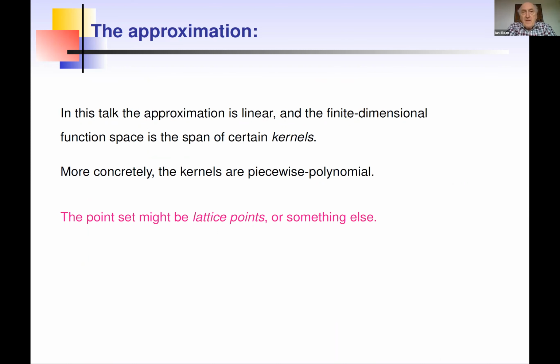So the approximation. So we're going to talk about linear approximation, and concretely, we're going to use kernel methods. Kernels, I will tell you about these things, of course. I don't expect you to know, but with our kernels, in the end, we will have piecewise polynomial approximations. And the point set might be lattice points or something else, but I will talk mainly about lattice points.